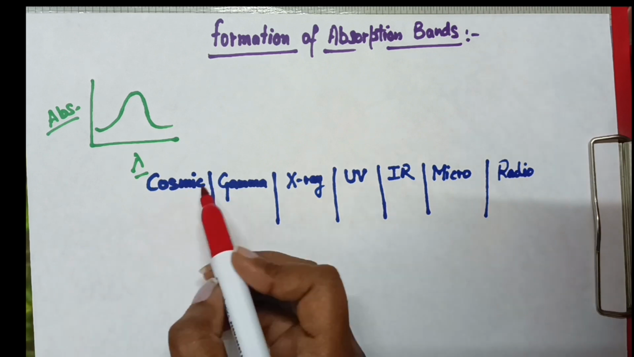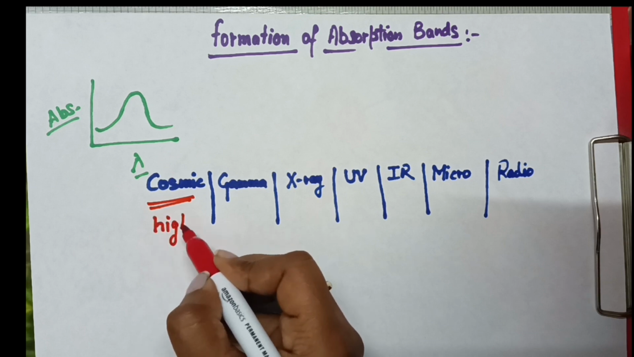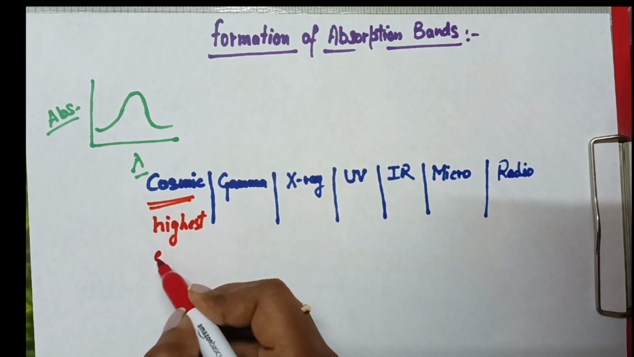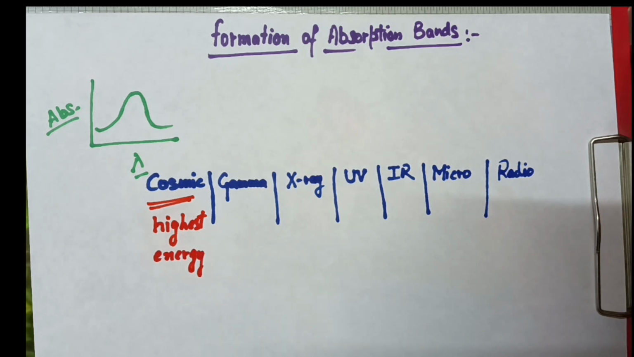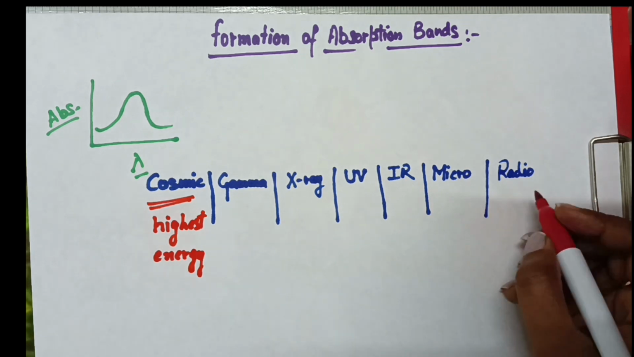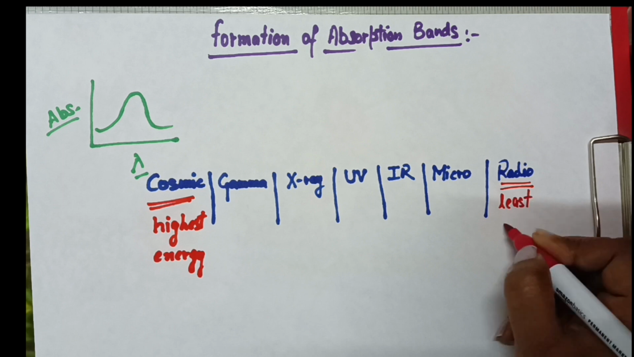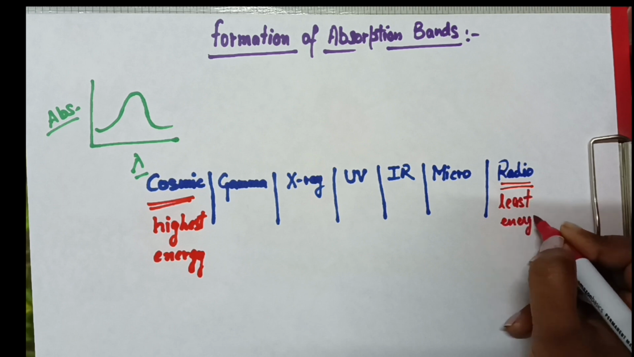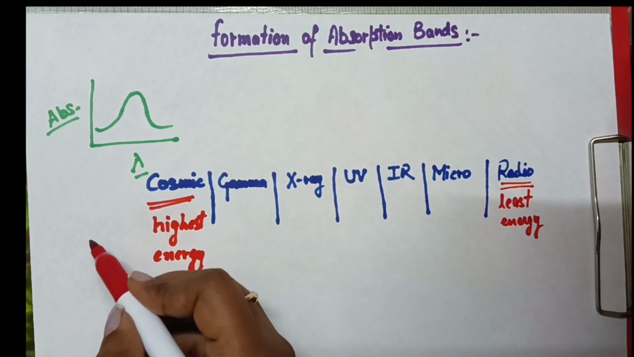Cosmic rays will have the highest energy, followed by gamma ray, X-ray, UV, IR, microwave, and radio waves will have the least energy required for their transition or whatever they want to show. Right? This is in terms of energy.